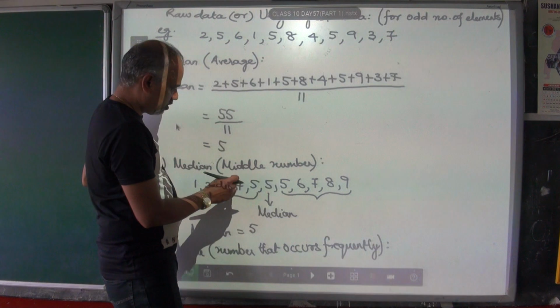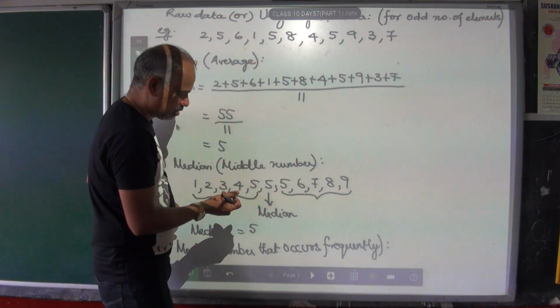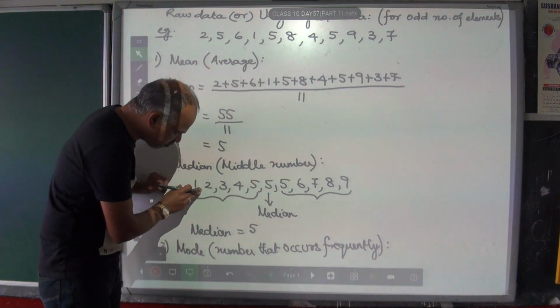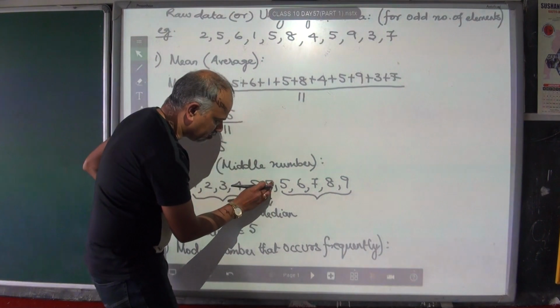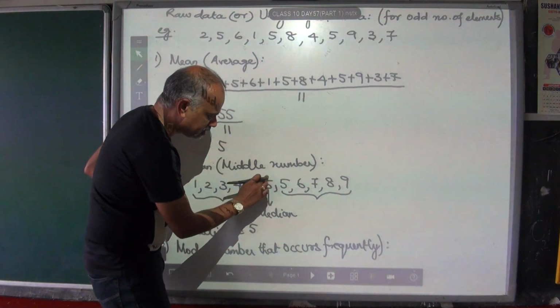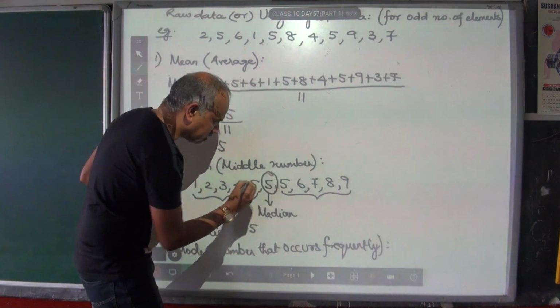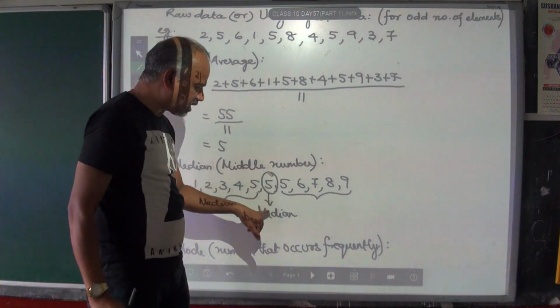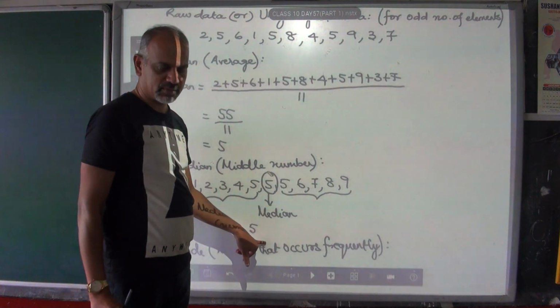So you can find what is the middle number, because median means the middle number, what is in the middle. So I left out 5 from the front and 5 behind, which means this number is in the middle. Okay. Now that 5 is in the middle, so that becomes the median. So median is equal to 5.